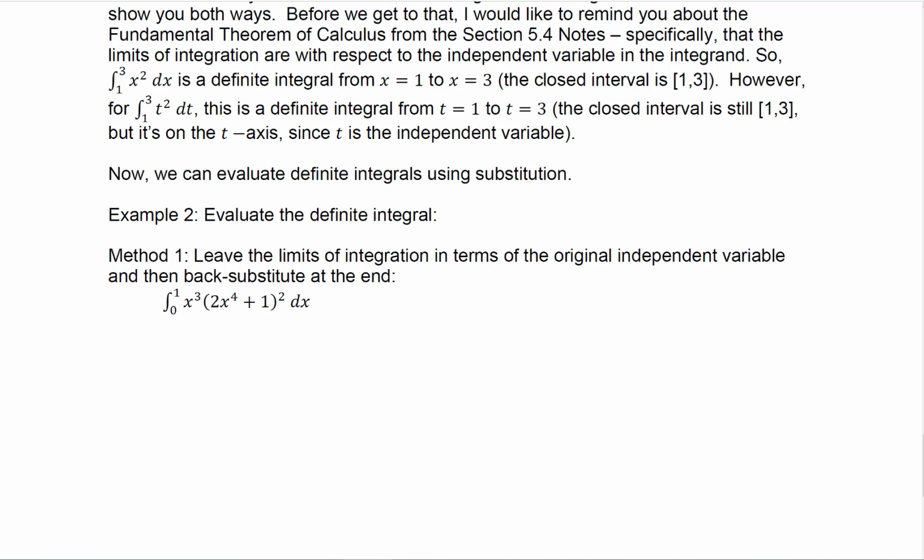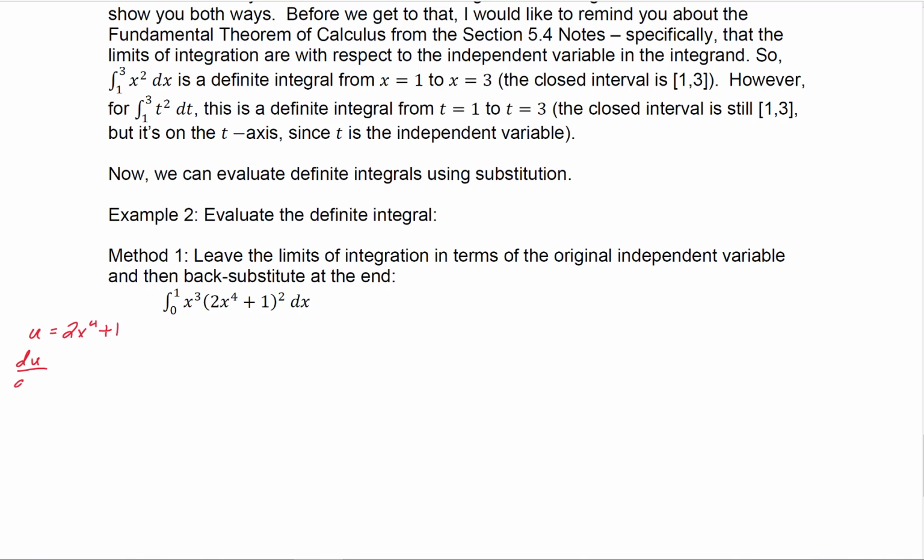So if we're going to do that, you start out either way, whichever method you use, and I'll talk about the second method in a second, but no matter which method you're going to use, you start out with pretending, just like any other definite integral, that it's an indefinite integral. So let's first figure out what u is going to equal. In this case, u equals 2x to the fourth plus 1, because that's our inside function.